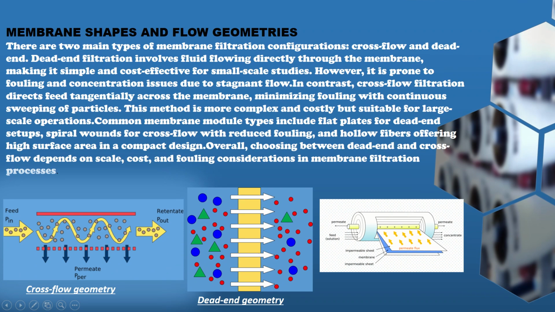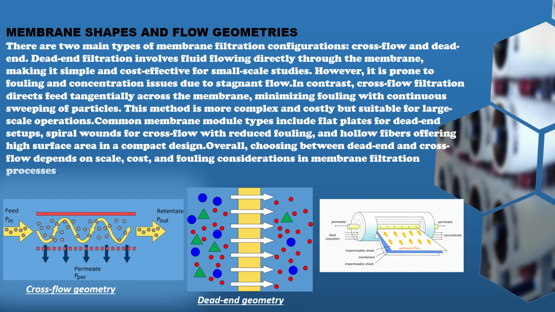Now let's move on to membrane shapes and flow geometries. We have different types of membranes, different shapes and geometries, and different ways the flow and everything occurs in the separation process. There are two main types of membrane filtration configurations: the cross flow and the dead end.